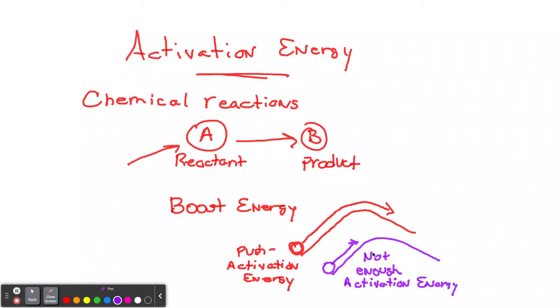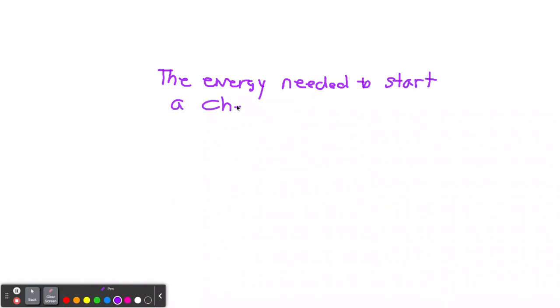So, again, with activation energy, it is the start of the chemical reaction. It is that energy needed to start a chemical reaction. So let's write that down. Let's clear this out. So again, it's the energy needed to start a chemical reaction. And the weird thing is sometimes, we need energy for things to make energy.